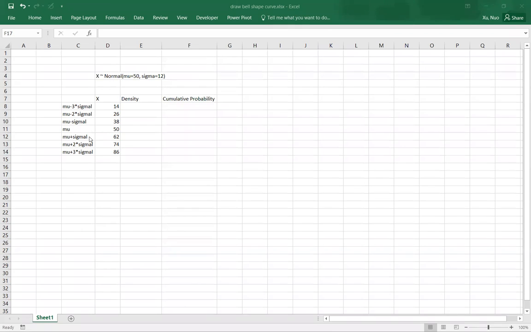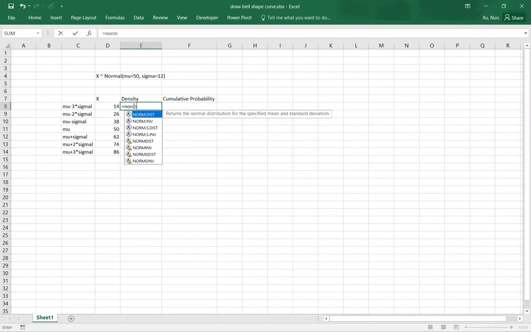We can first look at only 6 points on the x-axis. We look at when x equal to 50, which is the center of the curve, and then we go to the left by 3 sigmas. Here is mu minus 1 sigma, here's mu minus 2 sigma, and here's mu minus 3 sigma. And similarly, we look to the right by 1 sigma, 2 sigma, and 3 sigma. And now let's use the NORM.DIST to calculate the density function first.